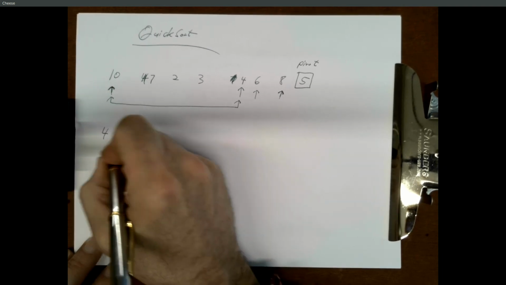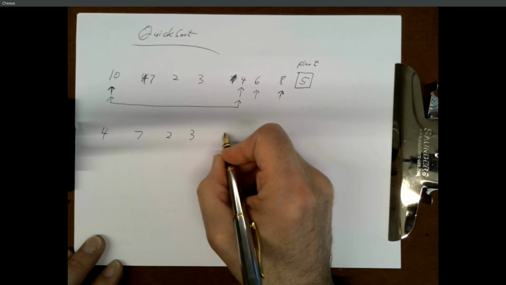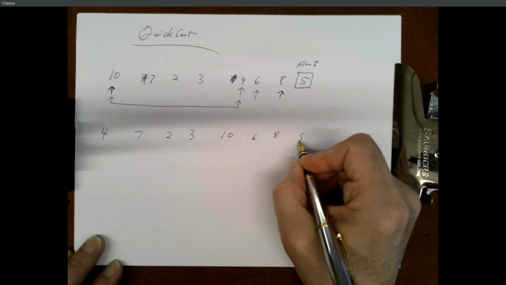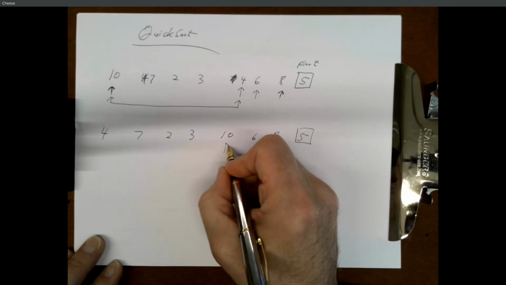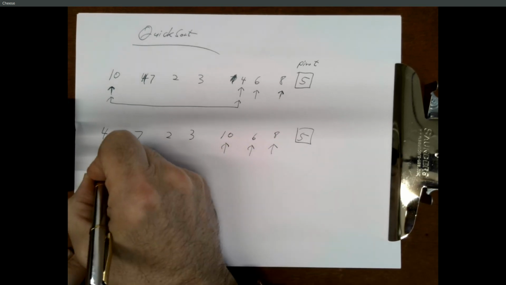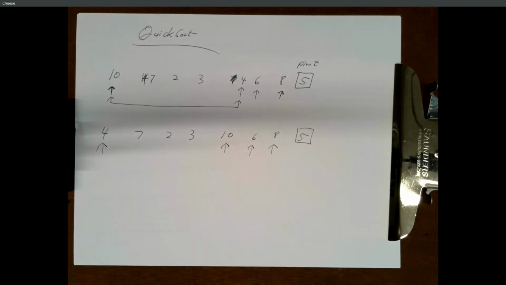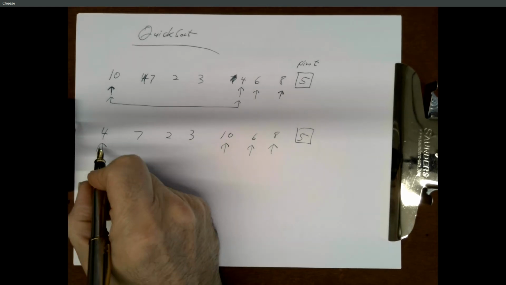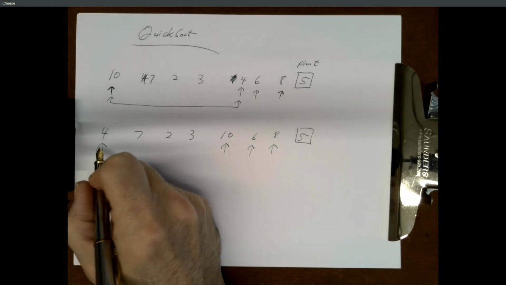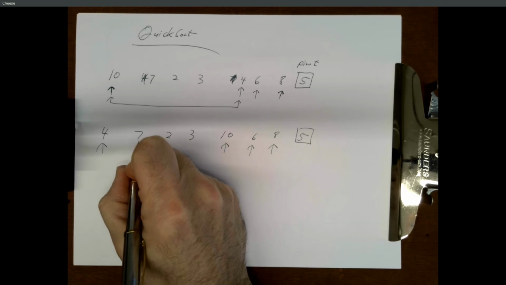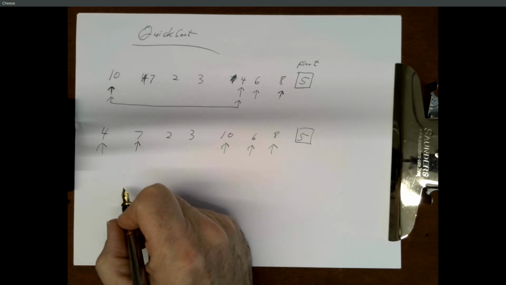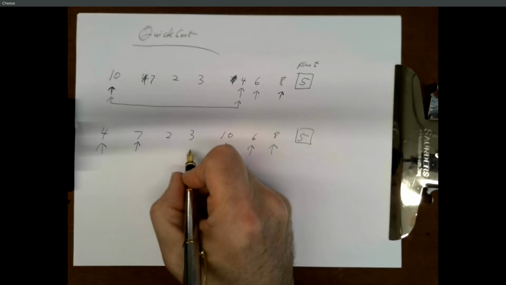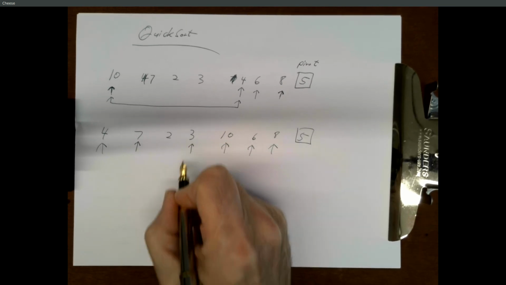So this is going to become a 4, 7, 2, 3, 10, 6, 8, and 5 is still our pivot. And the arrows show which numbers we've considered so far. Okay, after we swap, we go back to the left, we start from the next location we haven't seen yet, and we continue this process. Look at the 7, is that smaller than a 5? No, it's not, so we stop. And we go over to the right, and we look at a 3. Is that bigger than 5?